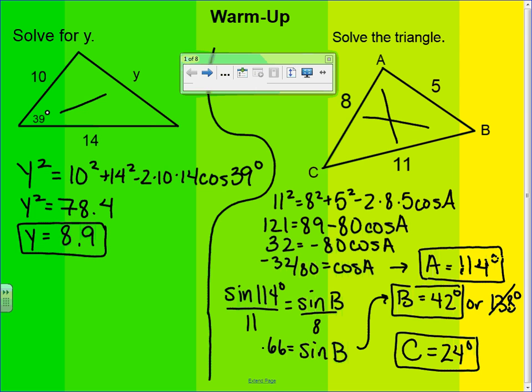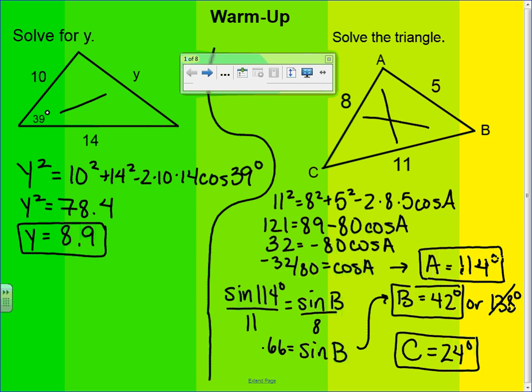And I know here that that's got to be angle A because it's opposite 11, which is my longest side. So you can see 11 and A are my extreme ends of the formula. I simplify a little bit. Be careful in the middle of that formula not to subtract 89 minus 80 because the 80 is attached to the cosine. You need to start moving things away from the cosine, so we subtract 89, divide by negative 80. Inverse cosine gives me my first angle of 114 degrees.